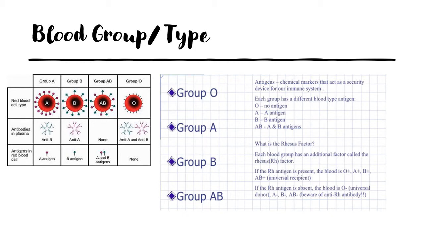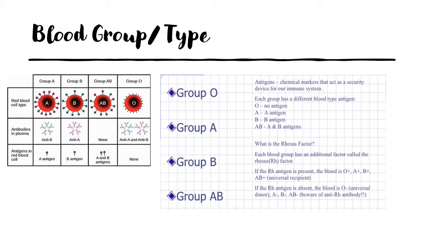But the person who has both A and B antigens, that means blood group AB, will have no antibodies, because the presence of even anti-A can cause a coagulation reaction. So there are no antibodies for A and B in blood group AB. In the case of O, the picture is different because O does not have any antigens. So the person who has O blood group will have anti-A and anti-B antibodies.